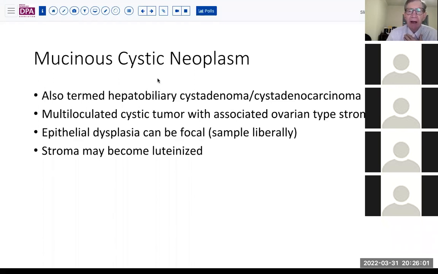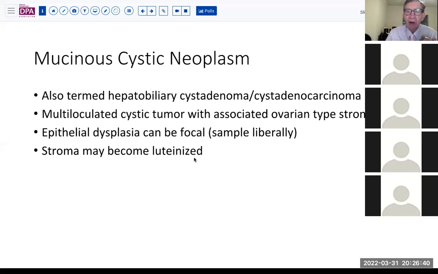Mucinous cystic neoplasm is also called hepatobiliary cystadenoma. I like the term mucinous cystic neoplasm because it reminds me that this is similar to what I see in the pancreas. This is usually a multiloculated tumor with ovarian type of stroma. And again, because this is a potentially pre-malignant lesion, it can have dysplasia, and so it needs to be very generously sectioned to evaluate for that.